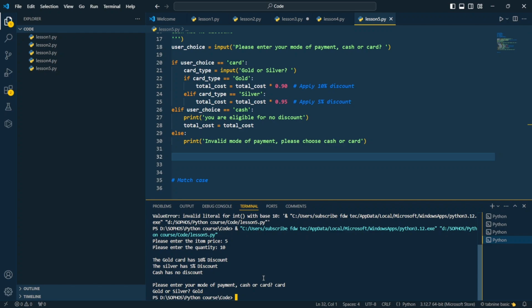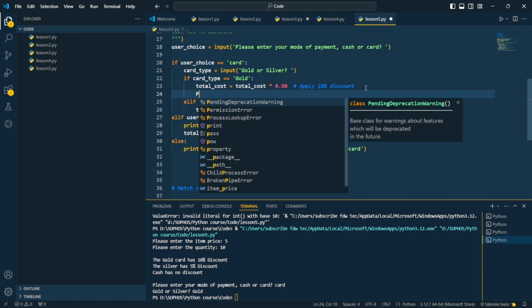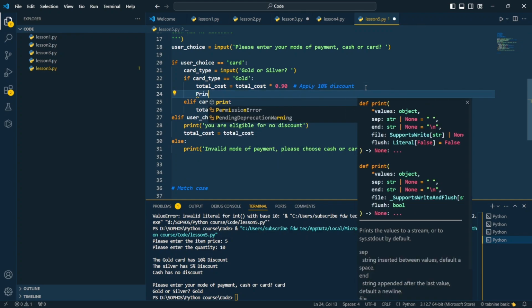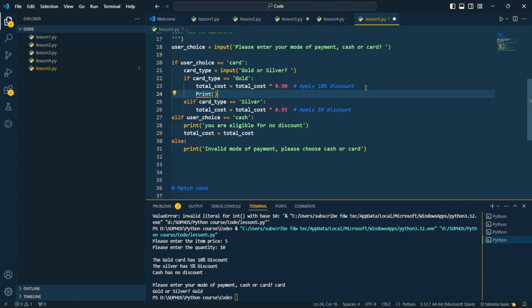Okay, what happened here? I did not print any statement at all. I only calculated the total price, but I have to show the price as well. So what I would do is print a line here.